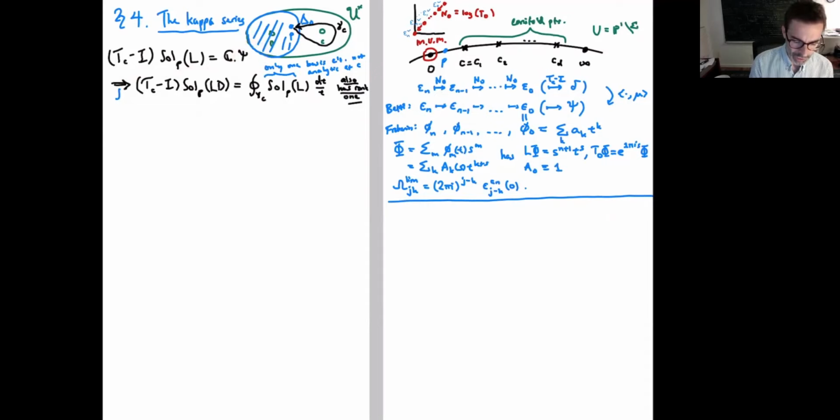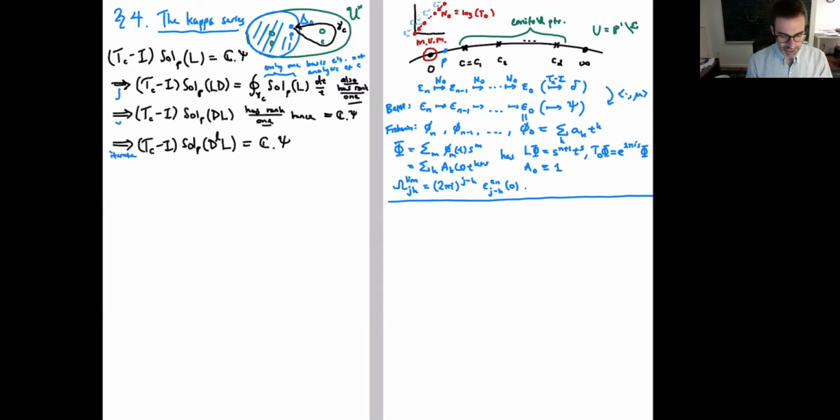So if I integrate to get solutions to LD, so this would be integration against dt over t indefinitely, then you can write Tc minus I applied to solutions of LD as sort of an indefinite loop integral about C of sol P of L. This also has rank 1 because there's only one basis element of this that's not analytic at C.